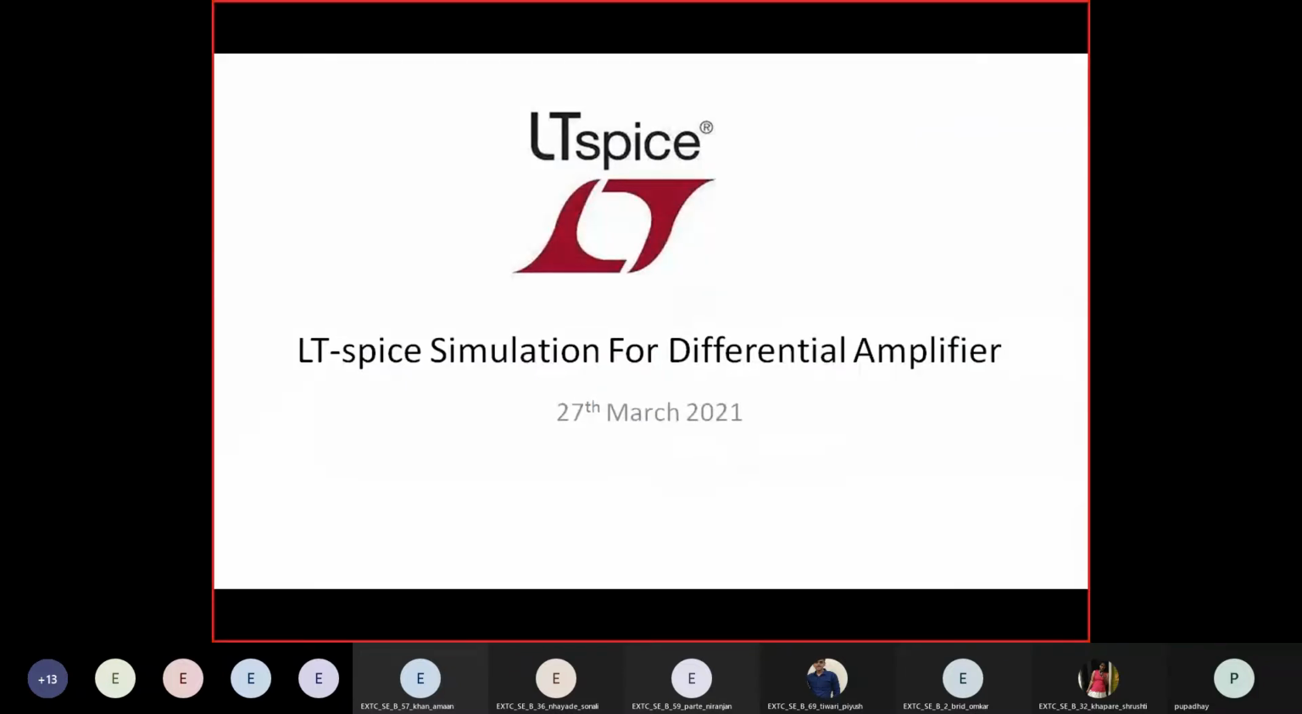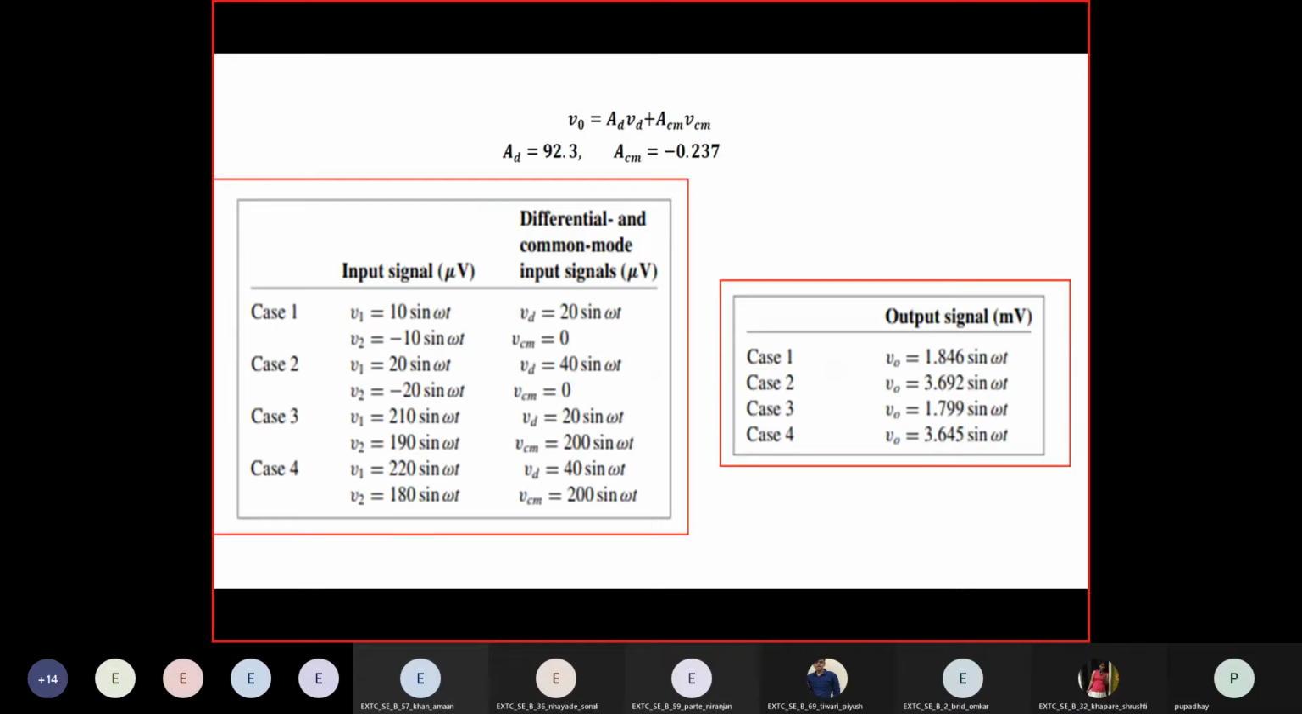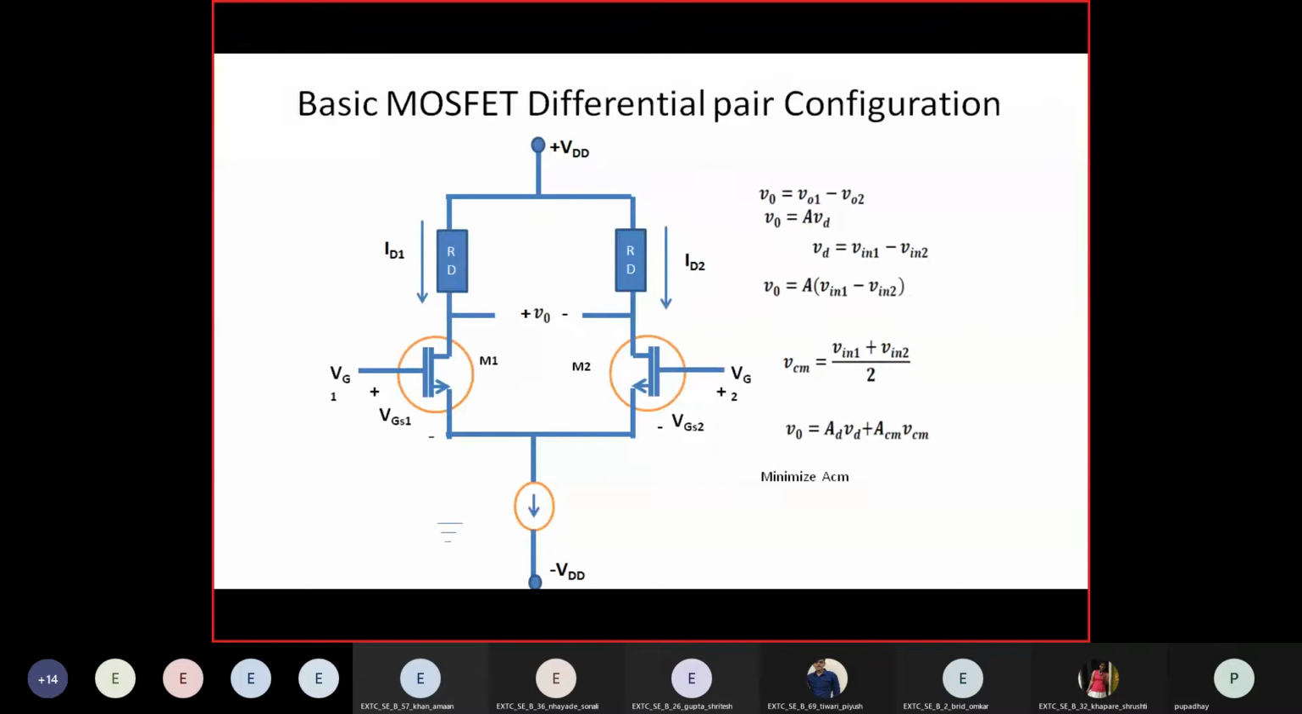So we are going to see LTSPICE simulation for differential amplifier. You studied the differential amplifier in your labs, I think. Did you study the normal amplifier, the BJT amplifier or MOSFET amplifier? Yes, students. Okay, so your basic differential MOSFET pair configuration looks like this.